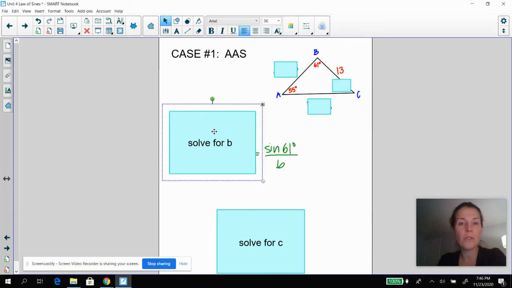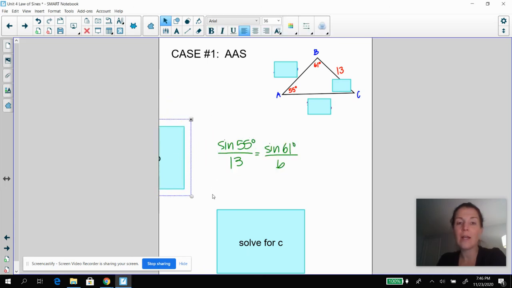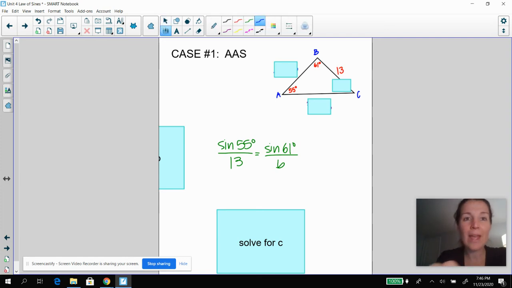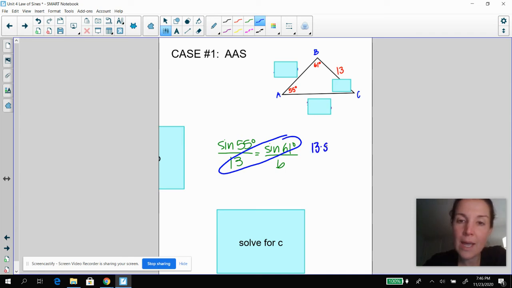So hopefully you saw that you could set up your ratio just like this, the way I did on the previous slide. And the way we would solve this is we would cross multiply. So I would get 13 times the sine of 61 is equal to b times the sine of 55. I'm going to scooch it in right there. So when we cross multiply, boom.